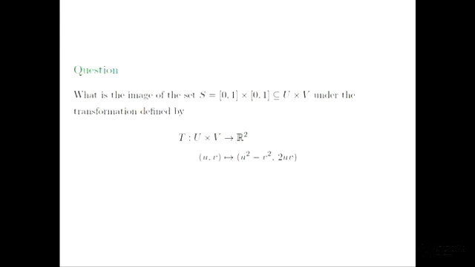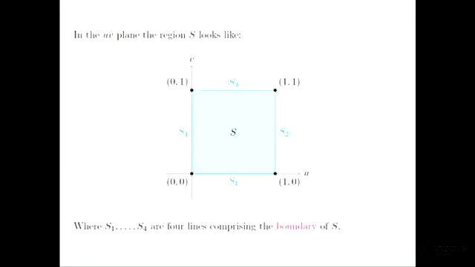Remember, we're going from the uv plane to R squared, to what we usually call the xy plane. In the uv plane, this is the unit square that we drew. Notice that we have four endpoints and four boundaries, S1, S2, S3, S4. What is the equation of this line here? This is the u-axis, this is the v-axis. What's this?